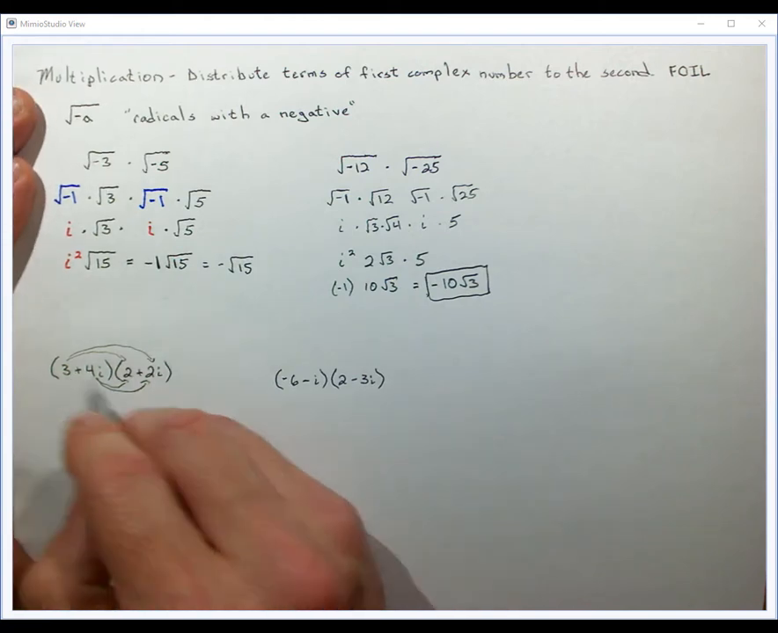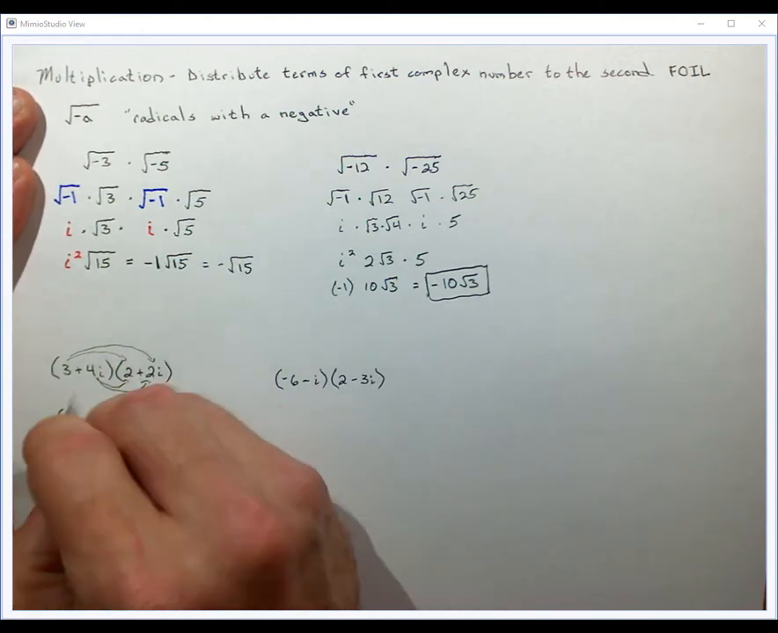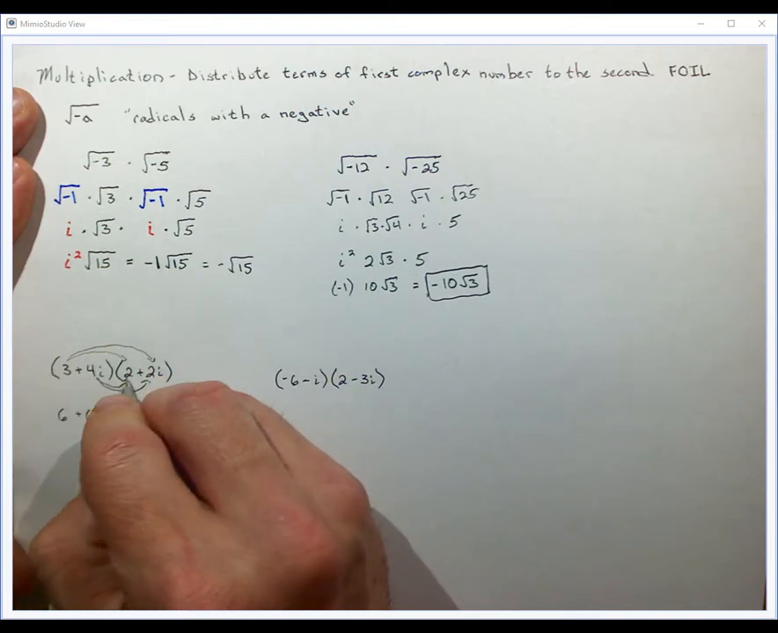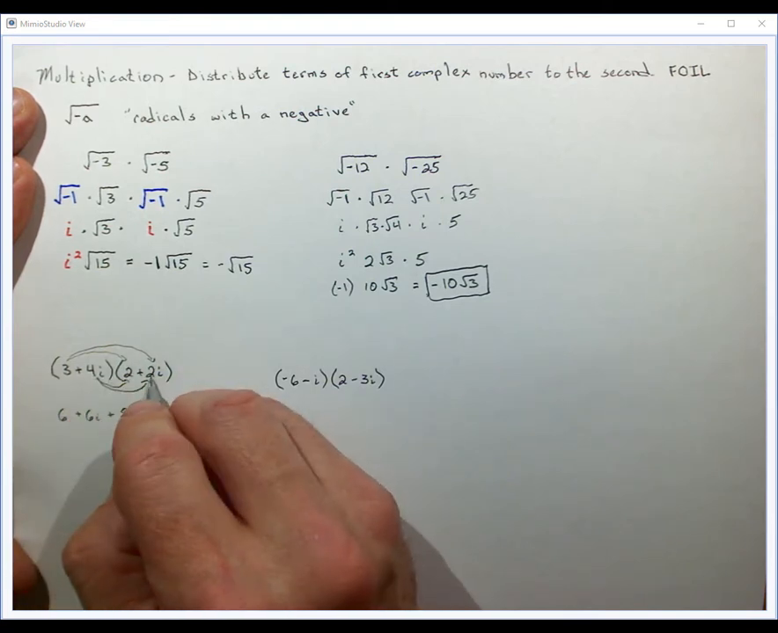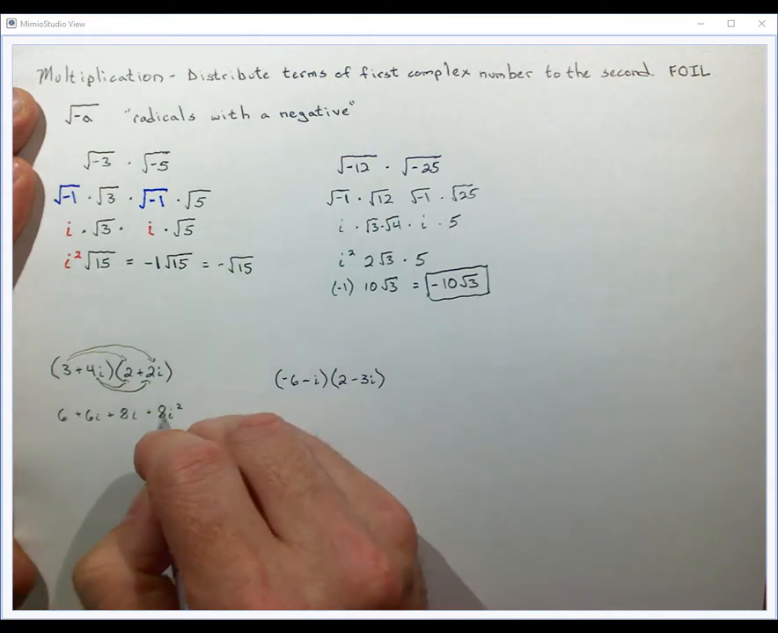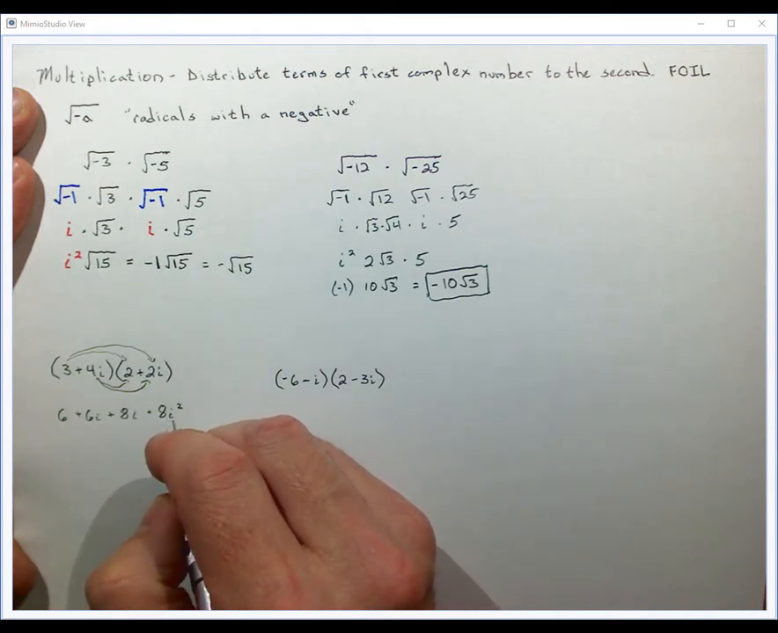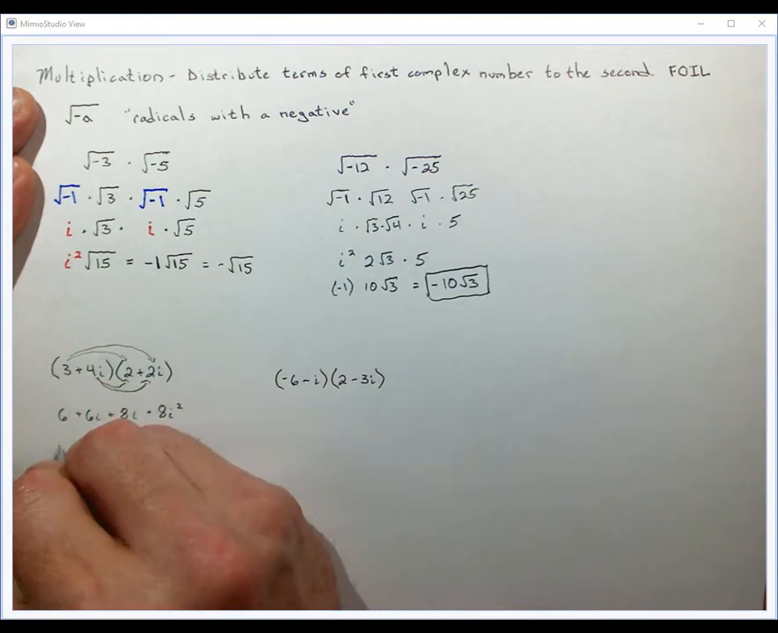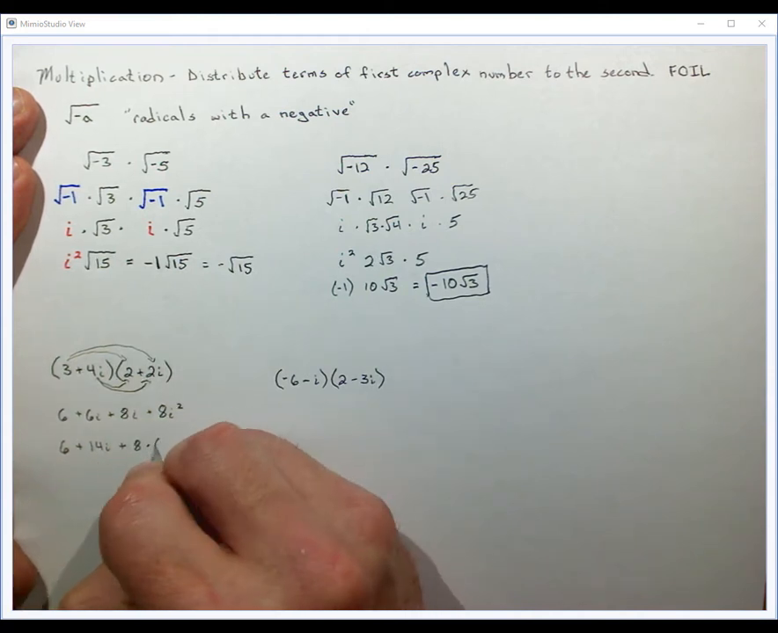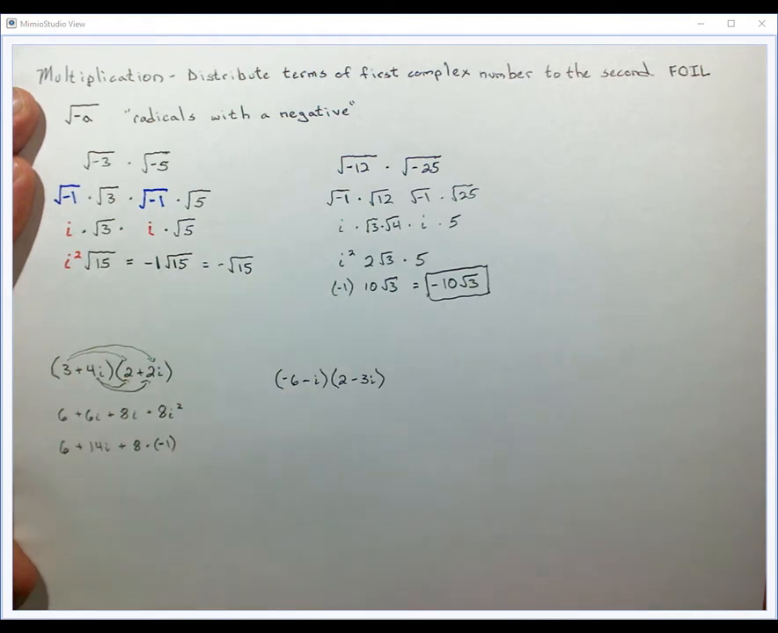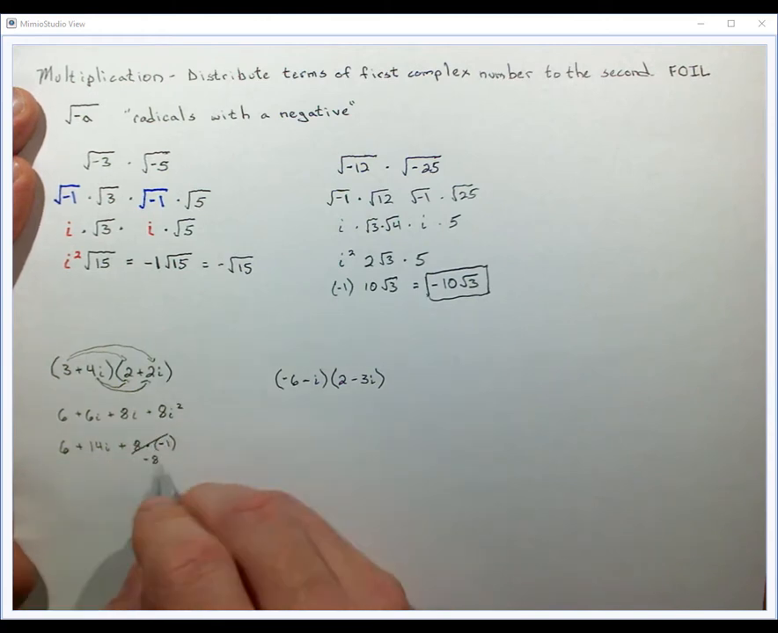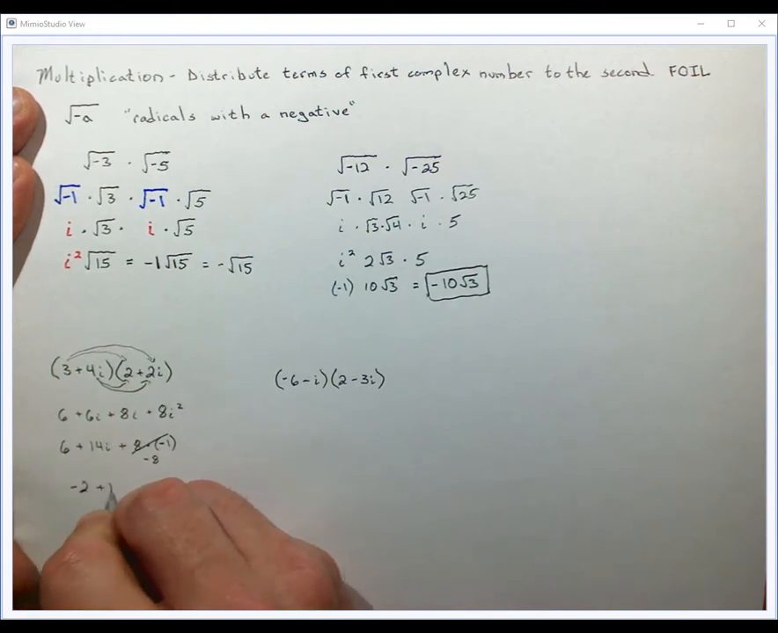Alright, so what I end up here with is 3 times 2 is 6, and 3 times 2i is 6i, and then 4i times 2 is 8i, and then 4i times 2i is 8i squared. 8i squared. I squared is what? What does I squared equal? Negative 1. Very good. So I end up with 6 plus 14i plus 8 times a negative 1. That becomes a negative 8. Right? That becomes a negative 8. I end up with my final answer, a negative 2 plus 14i.